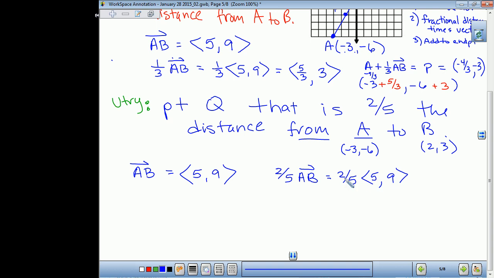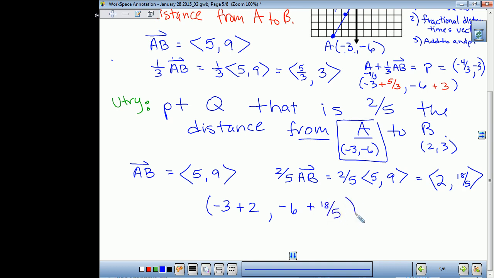Well, when you multiply this 2/5, 2/5 times 5 is 2. And 2/5 times 9 is 18/5. So we're not going all the way. We're only going 2 right and up 18/5. From where? Where are we going from? We are going from A. Says from A. So we take A, which is -3, and we add the 2 to that. And -6, and we add the 18/5 to that. And that gives us -1, ruh-roh.